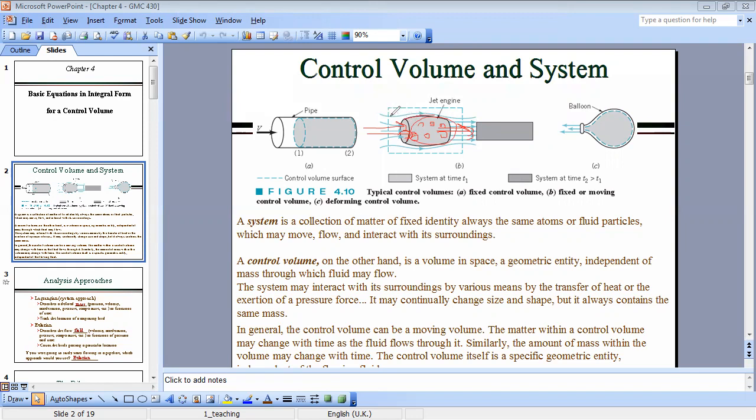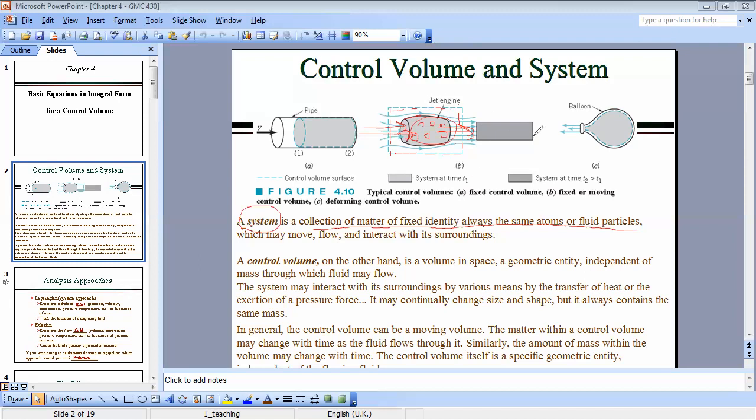For example, we can put any limit; this is the effective limit if you want. And then you have fluxes coming in and fluxes coming out. While for the system, the main difference from the control volume is that the system will always follow the same mass, the same atoms of fluid particles. So if they move, we should move with them to still have a system.